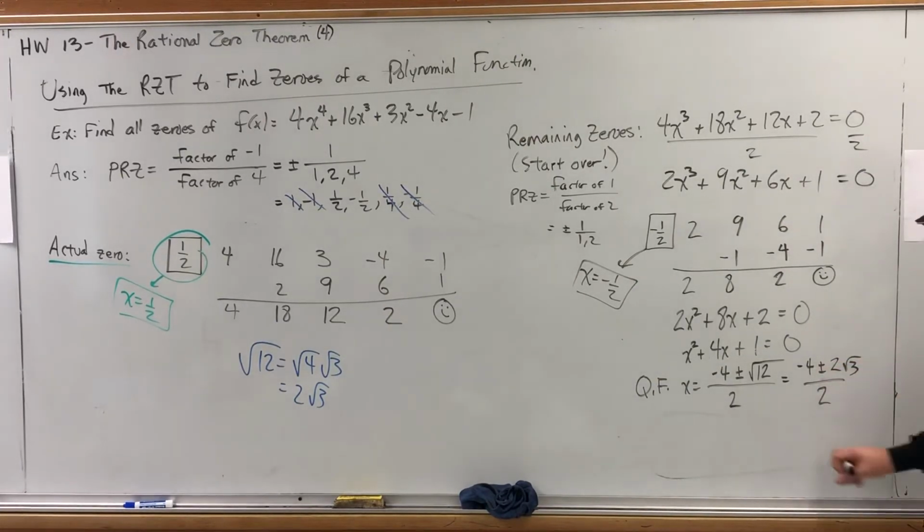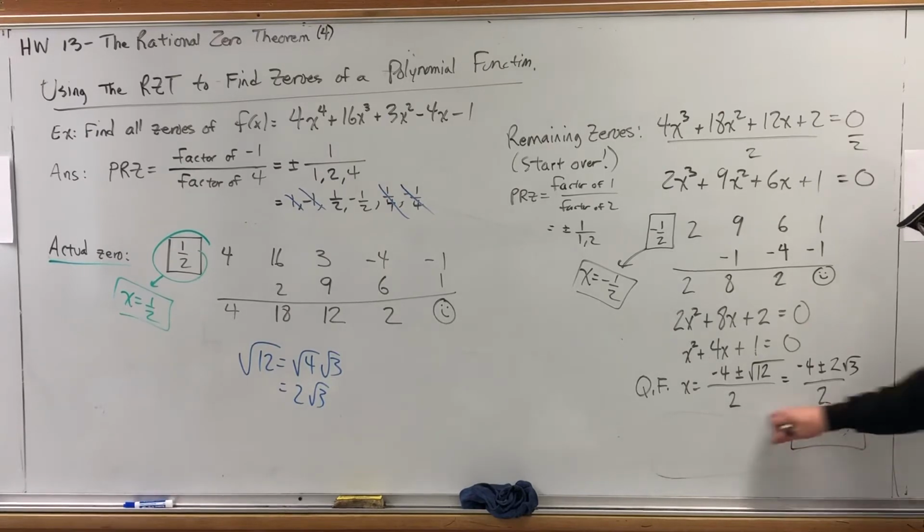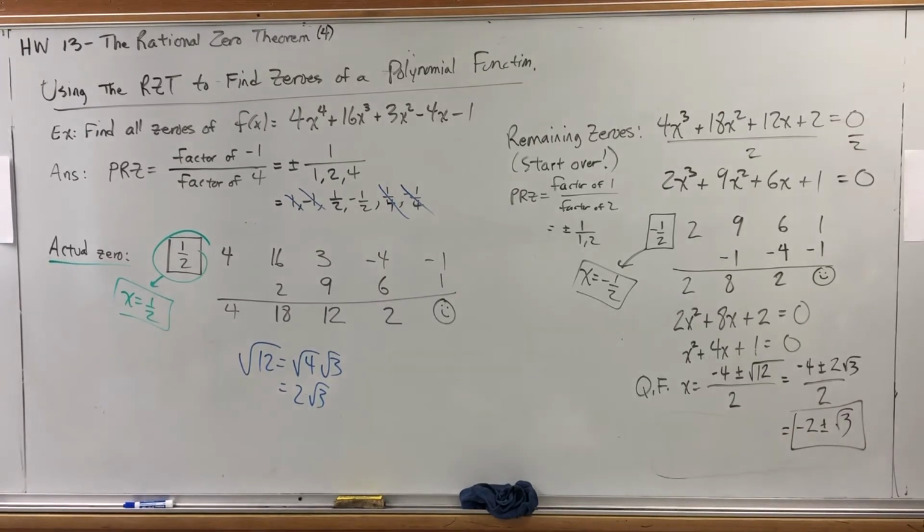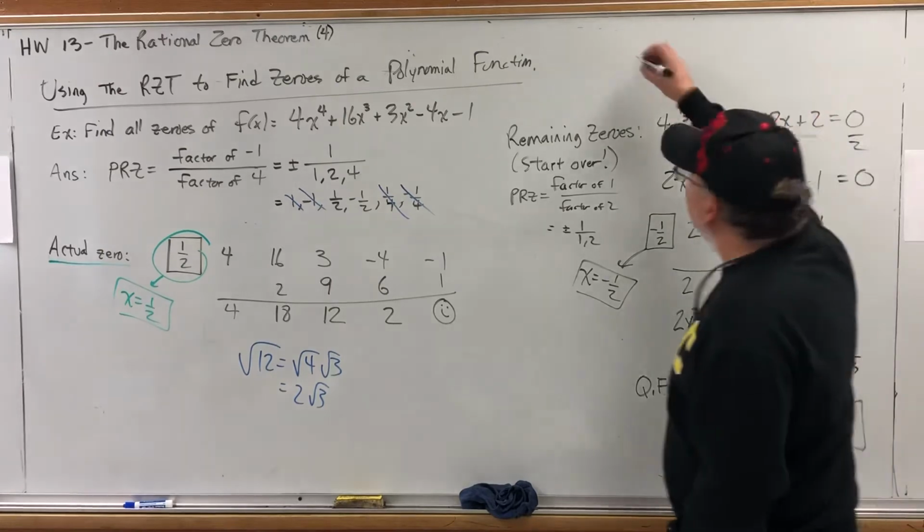And now we can split this into 2 fractions and reduce both. -4 over 2 is -2, plus or minus 2 square root of 3 over 2. The 2's cancel. We have the square root of 3. There's our remaining zeros.